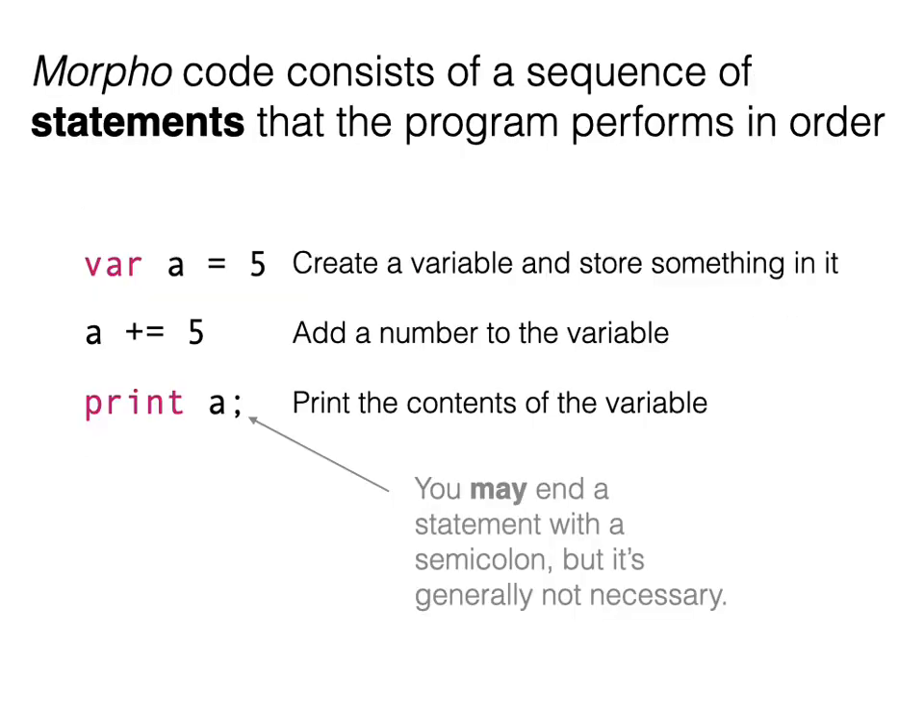A Morpho program consists of a sequence of statements that the Morpho environment will execute in order. In this sequence, we create a variable called a and store the number 5 in it. In the second statement, we add 5 to the variable, and then finally we print the contents of the variable. Each of these is a separate statement. Like other C languages, you optionally can end a statement with a semicolon, but it's generally not necessary.